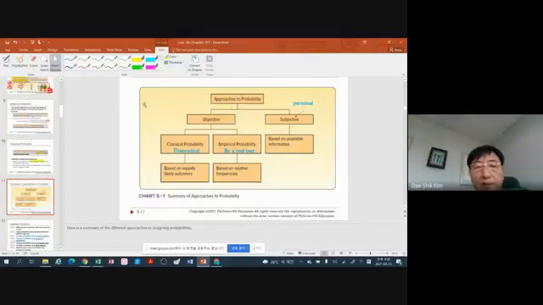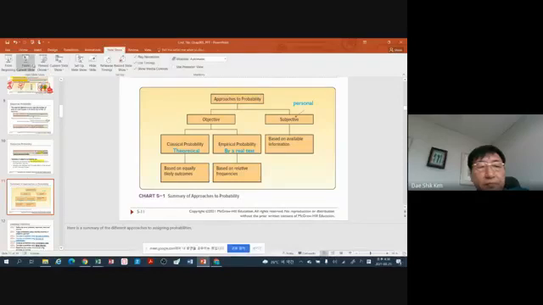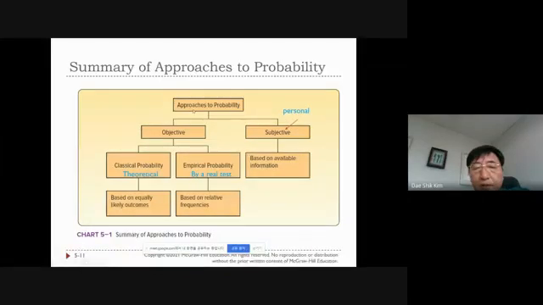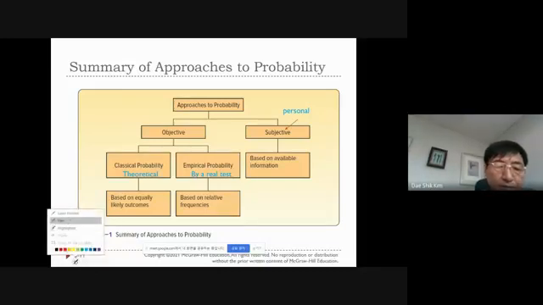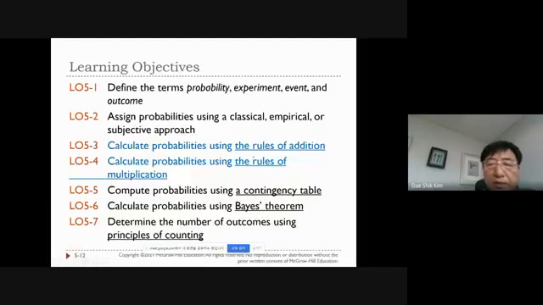So this is the approach to probability. Objective, theoretical, classical, and empirical are objective, but subjective probability is based on personal and available information. So do not use this one. Do not use, sorry.